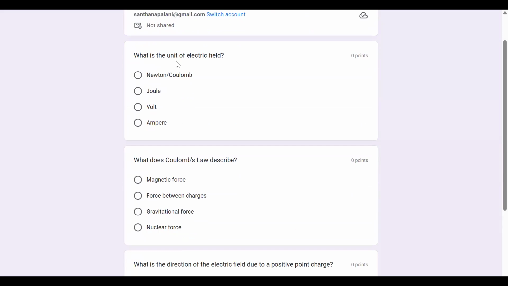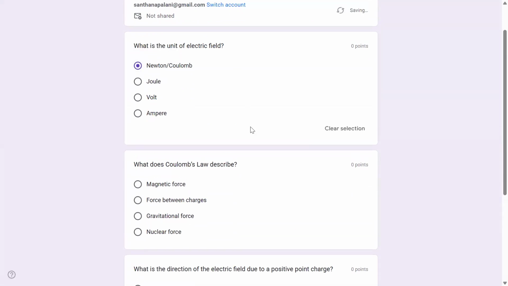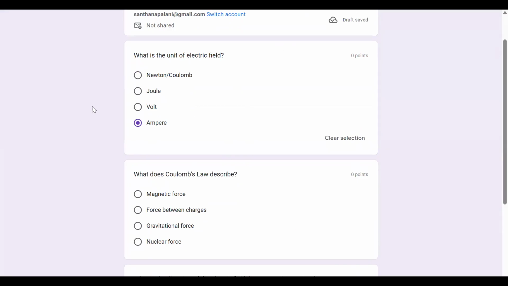First question. What is the unit of electric field? Newton per coulomb, or joule, or volt, or ampere? Choose one. Which one is correct? Already you know that for every charge, there is an electric field. Yes, option one. Good. Any other option?